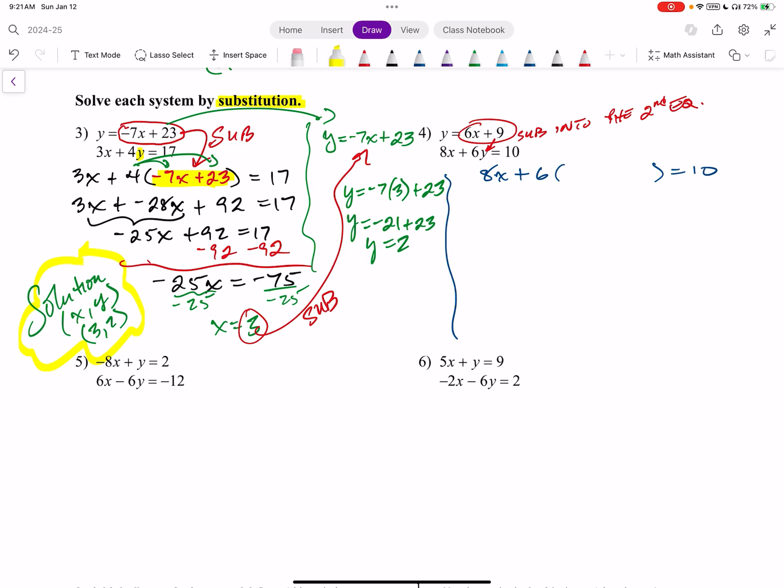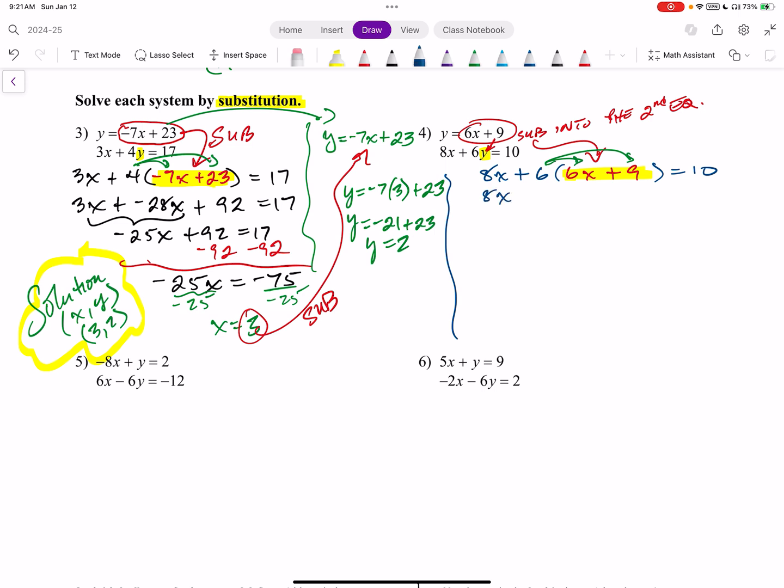So notice what I'm doing here. I'm getting set up for the substitution method. Whatever y is equal to, you substitute it in. I know y is equal to 6x plus 9. And now what I want to do is distribute through the 6. Distribute means multiply here. So let's do that.